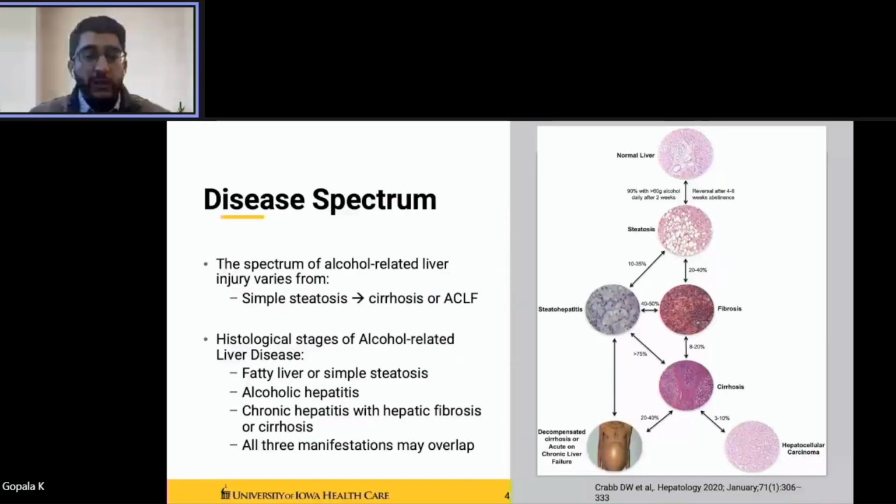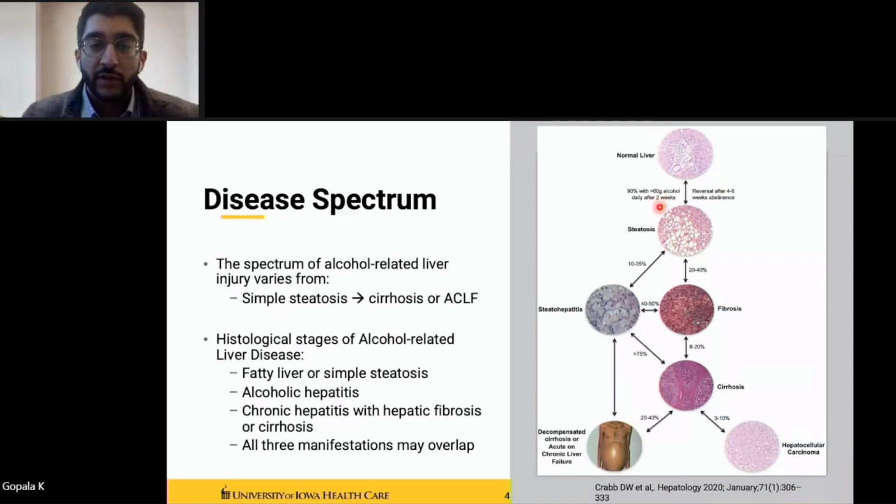I did want to speak about the disease spectrum. I'm sure you guys remember this from pathology, but basically this is the spectrum of liver disease, and it can go from normal liver to steatosis. And this can happen in any of us when we drink more than 60 grams of alcohol daily for 2 weeks. And it can reverse after 4 to 6 weeks of abstinence.